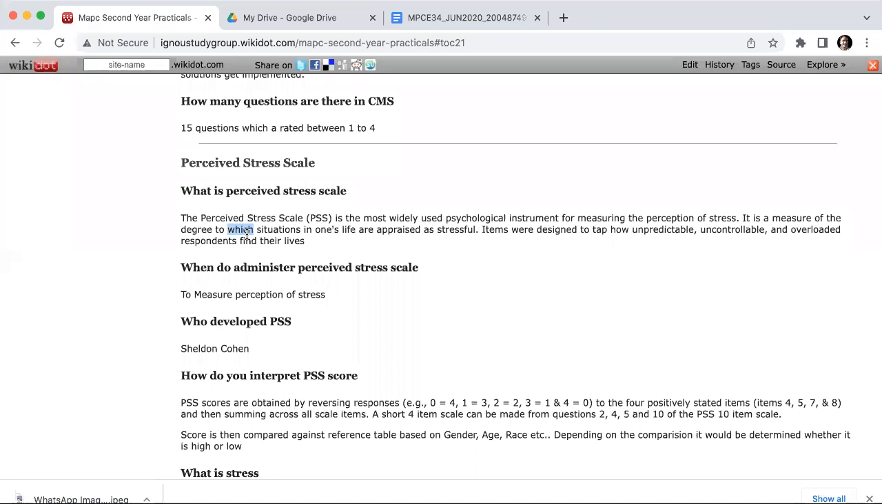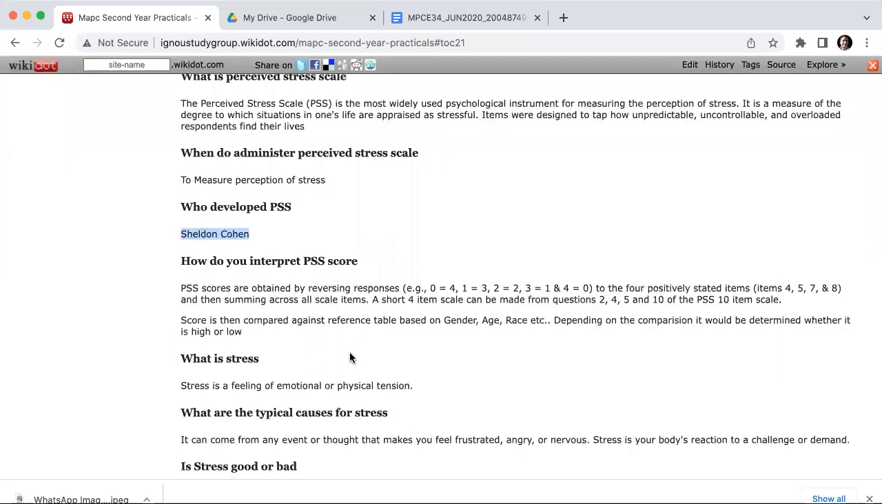You are going to give the questionnaire to the same person whom you are trying to assess, and he or she is going to answer those questions. Based on that, you understand how he or she is feeling about stress. So the thing to be underscored here is perceived stress. It is administered when you want to understand what they actually think about their stress. Sheldon Cohen is the person who developed it.